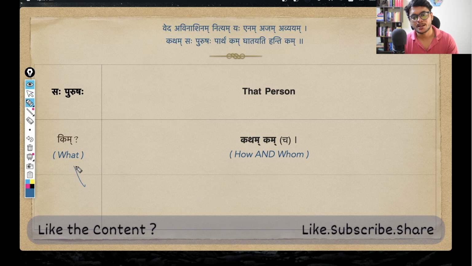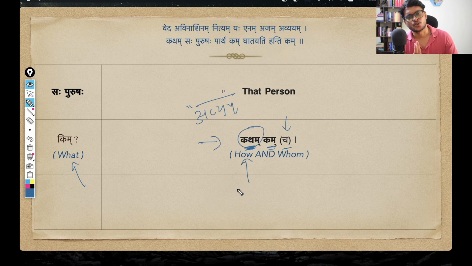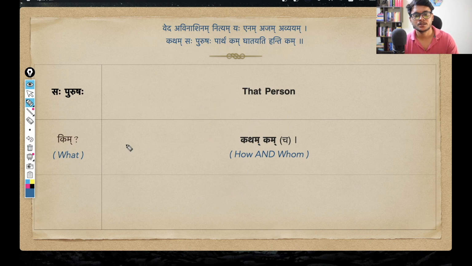What is he saying, I'm asking what. So Krishna continues, Katham, Kam, and Cha. This Cha again is not in the shloka, I am just putting it for my own reference. So basically, this Katham means how. This Katham is an indeclinable, an Avyay, and we are already familiar with this Avyay from before. When we inquire how, in what way, in what manner, we use this Avyay Katham.